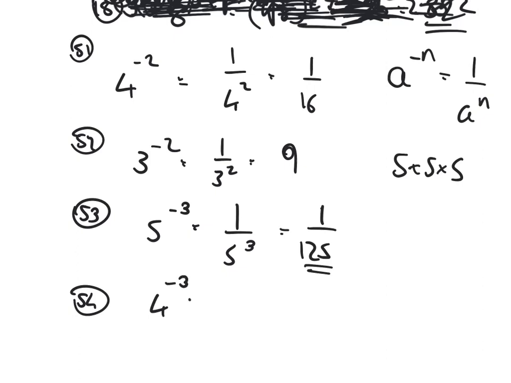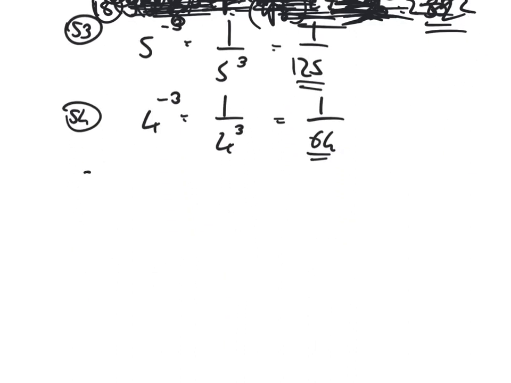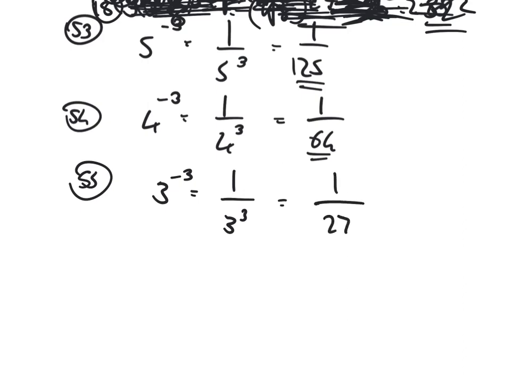Example 54. 4 to the minus 3. That's 1/4 cubed. 4 cubed is 4 times 4 times 4. That's 4 times 4 is 16, times by 4 is 64. 1/64. Example 55. 3 to the minus 3 is 1/3 cubed. 3 cubed is 3 times 3 times 3, that's 27. 1/27.